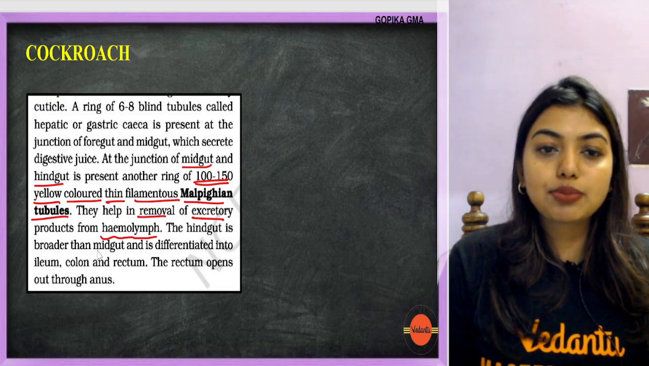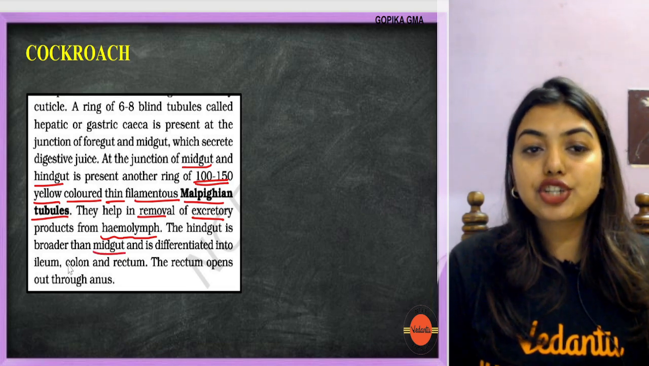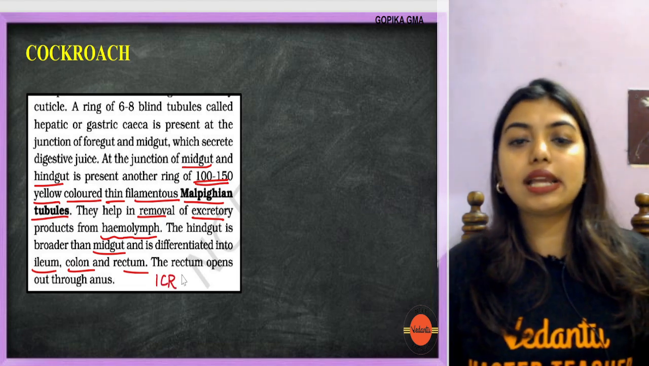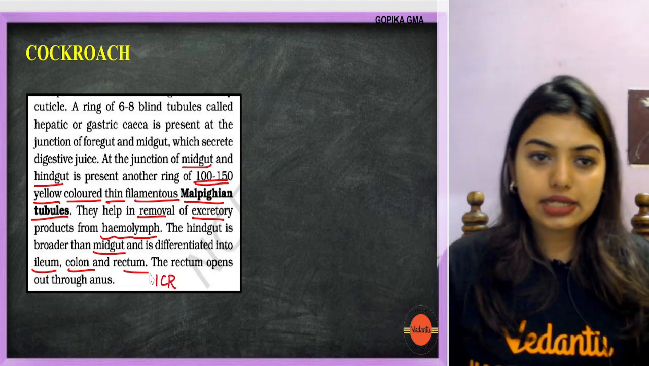Now the hindgut is broader than the midgut and it is differentiated into ileum, colon and rectum. That is ICR. Now the rectum will open into the anus. I hope this is clear.